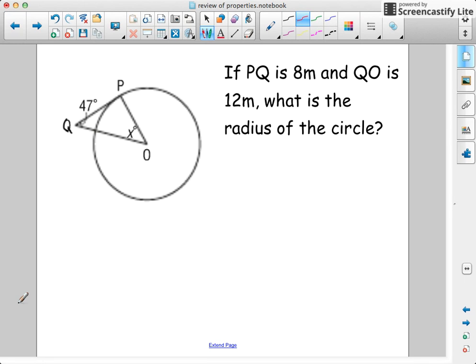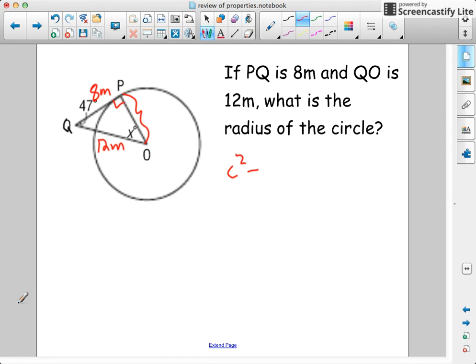If PQ is 8 meters and QO is 12 meters, what's the radius of the circle? So it says PQ is 8 meters, QO is 12 meters. What's the radius? So that would be this distance right here of my circle. There's my 90 degrees. So I'm given my hypotenuse. I'm trying to find one of the legs of the triangle.